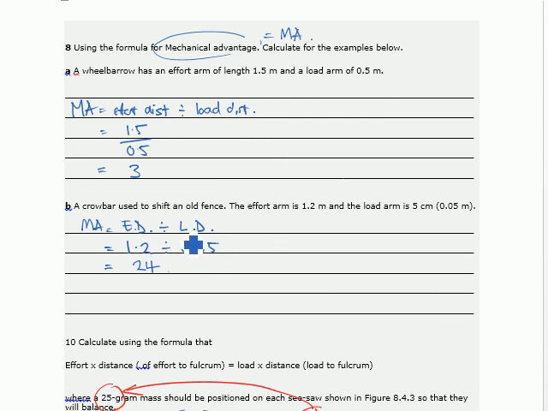Part B, you've got an effort distance of 1.2, and the load distance is 0.05. Now the reason you use this one is you have to make sure you have the same units. This is in meters and this is in meters. Therefore, you can calculate using those two. If you use meters and centimeters, you're going to get the wrong answer. Okay, so the answer is 1.2 divided by 0.05, or 24.